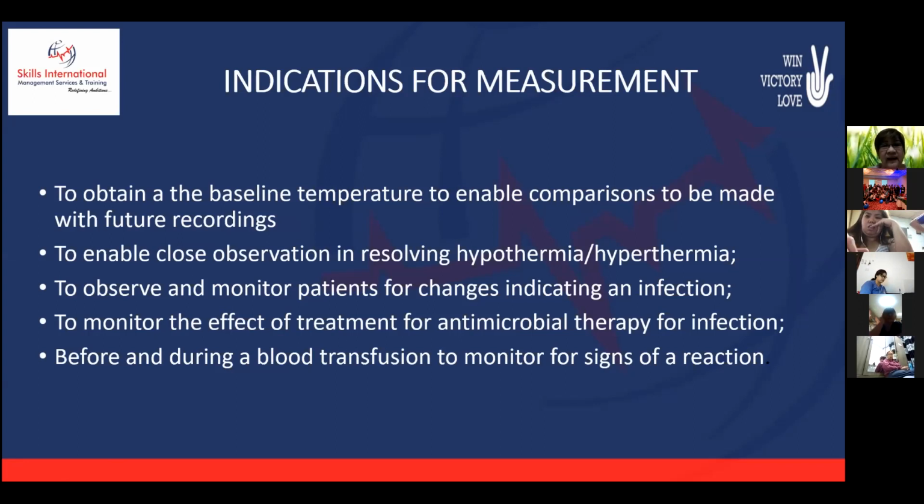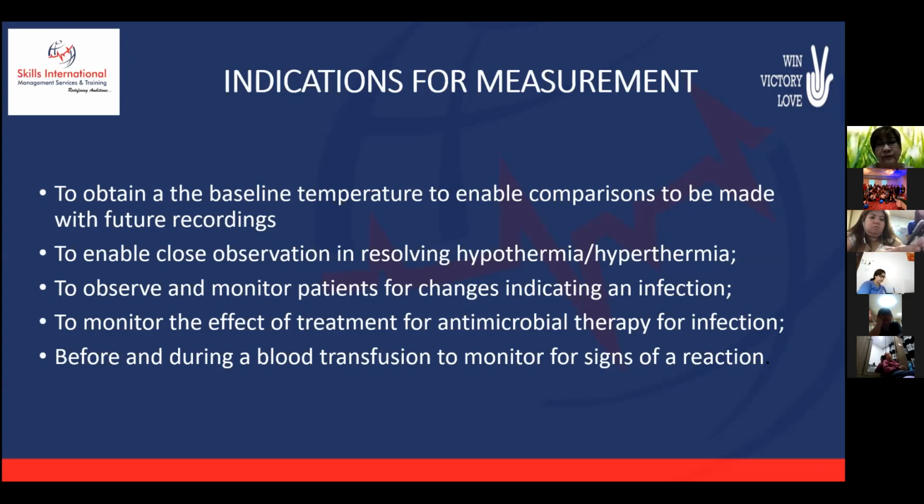So what are the indications for this measurement? Why we need to take temperature? Number one is to obtain a baseline temperature to enable comparisons to be made with future recordings. Like for example, your patient are coming to the unit or to the clinic. So yung pasyente nyo is may high temperature. So yung succeeding ninyo na mga check-in na temperature, yun yung first is the baseline.